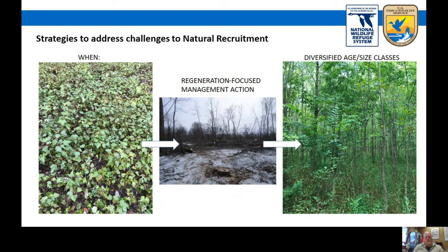It includes regular surveys for regeneration, especially during low flow periods and potential periods of irregular drought when we may have a flood-free period to complete those management actions and get those seedlings into the next size class so they're not killed by that next flood.